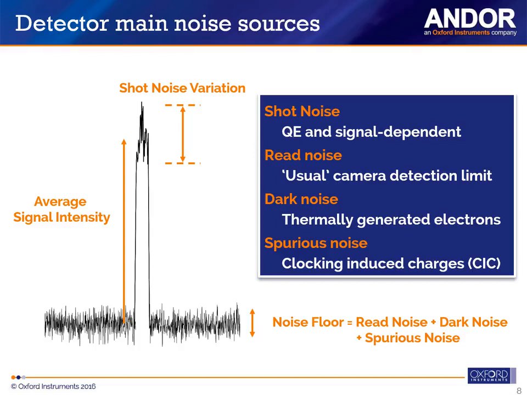And another type of noise is spurious noise. Clocking induced discharge, for example, is an example where you're clocking the photoelectrons in your pixel matrix towards the readout of the sensor. You can introduce unwanted photoelectron generation, and this is called CIC, clocking induced discharge.